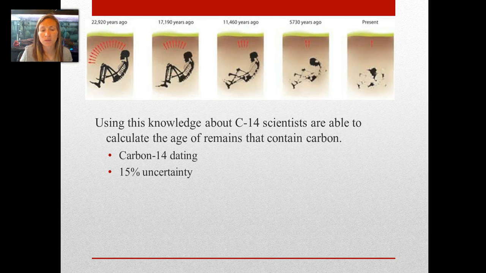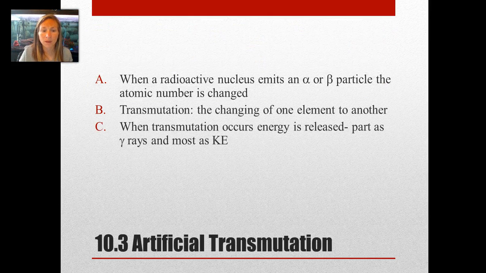There is a 15% uncertainty when scientists identify the age of an organism, but it definitely gives us a rough idea. Now, I'm going to stop there. We're going to talk about artificial transmutation and nuclear fission and fusion next time.